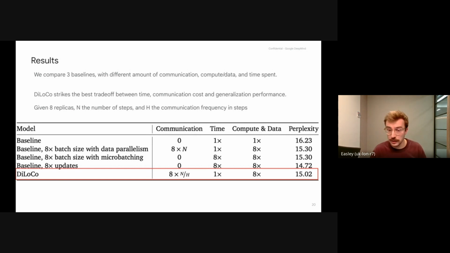and we reach a performance that is as good as all the other baselines, except the fourth baseline, that was simply doing 8 times updates, but we are 8 times faster. So I would say this is an okay trade-off.